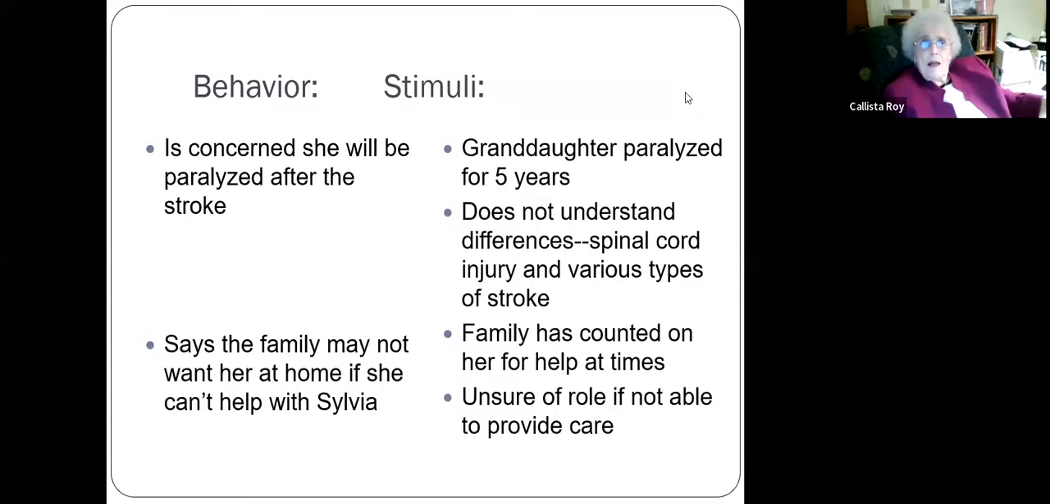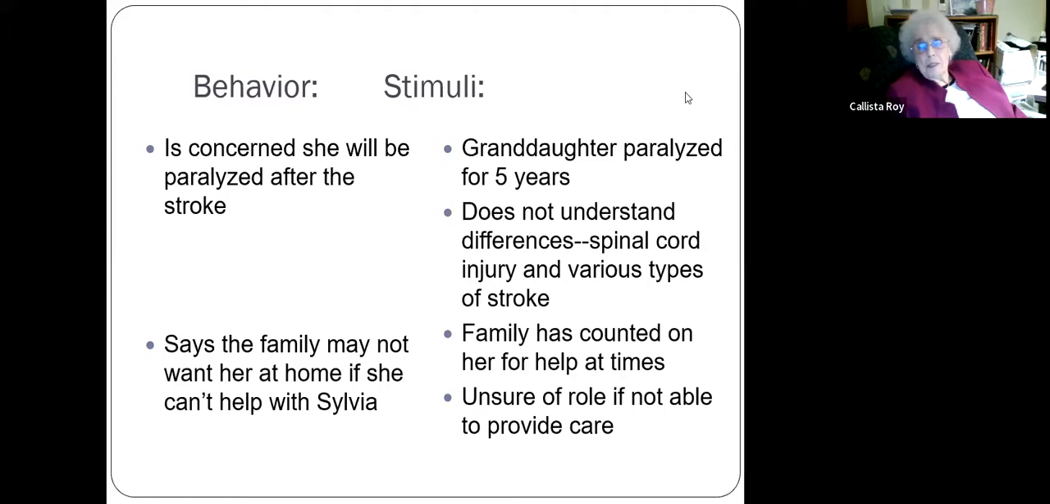She notes that in terms of behavior, the patient is concerned that she'll be paralyzed after the stroke. The stimuli affecting this is that her granddaughter has been paralyzed for 5 years. She does not understand the differences between spinal cord injury and various types of stroke. She says the family may not want her at home if she can't help with Sylvia, the child. The family has counted on her for help at times, and she's unsure of her role if not able to provide care.